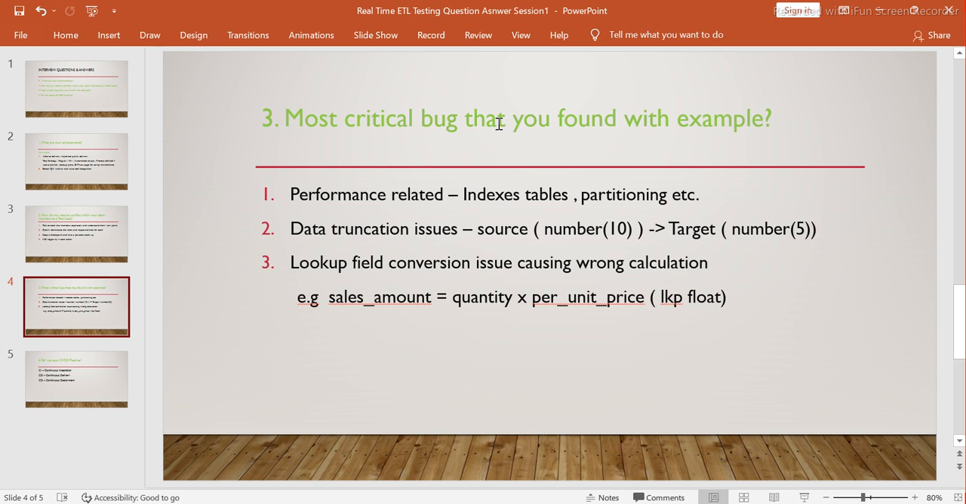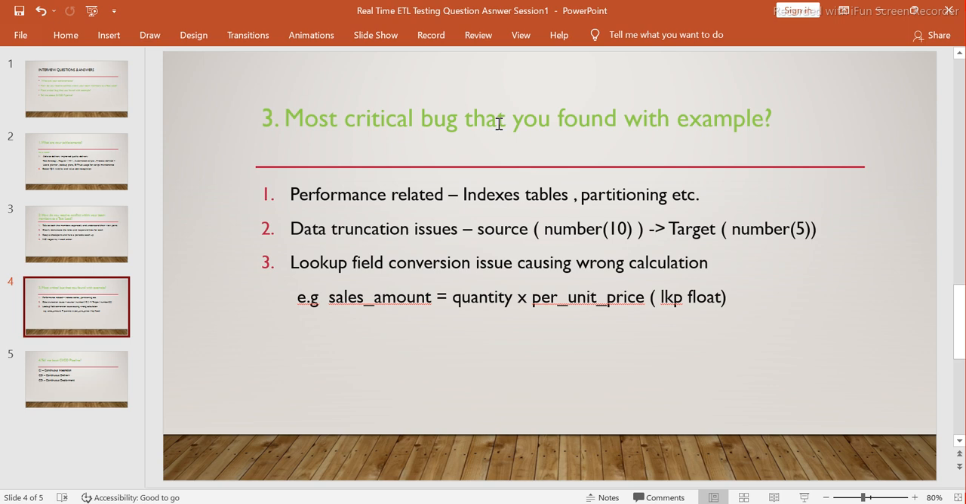Now also you can say that the partitioning was not properly defined, because a warehouse by nature is supposed to hold all the historical data, right? And if you have not defined the partitioning based on month or year or whatever, then there will be a problem, right?